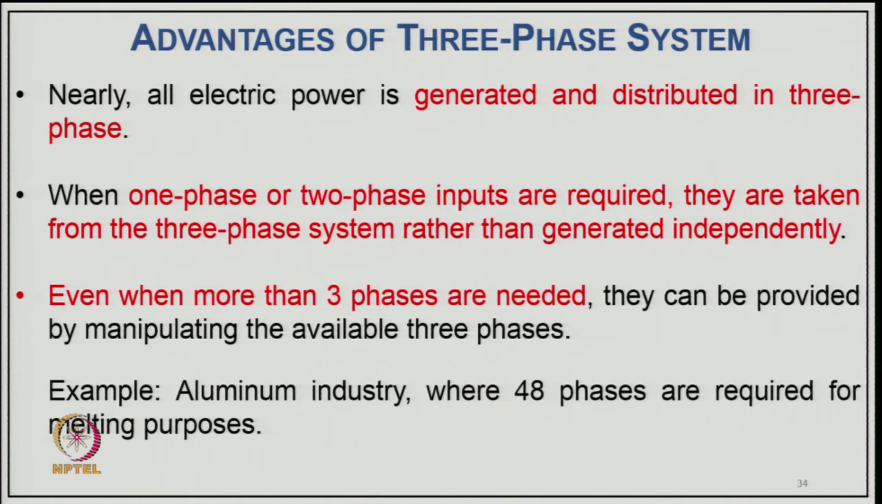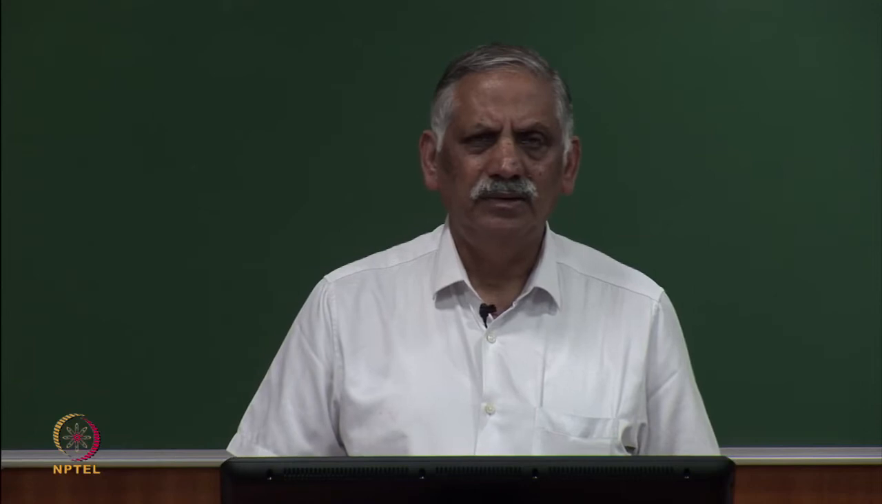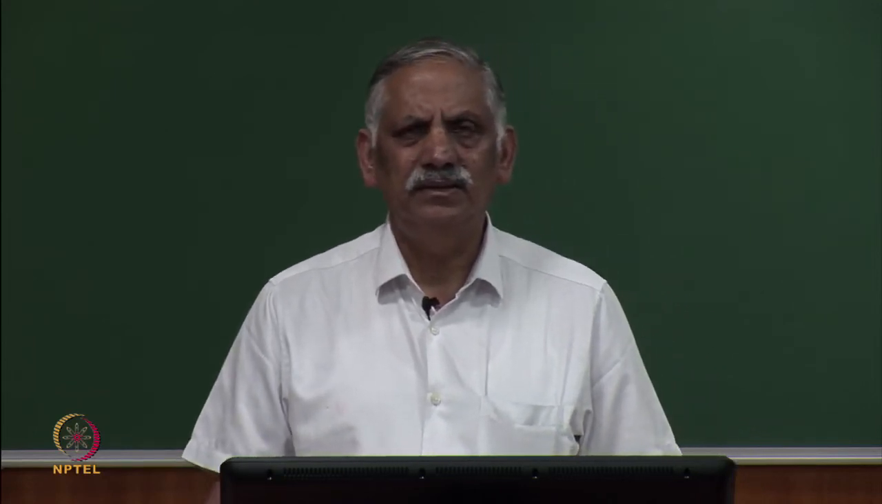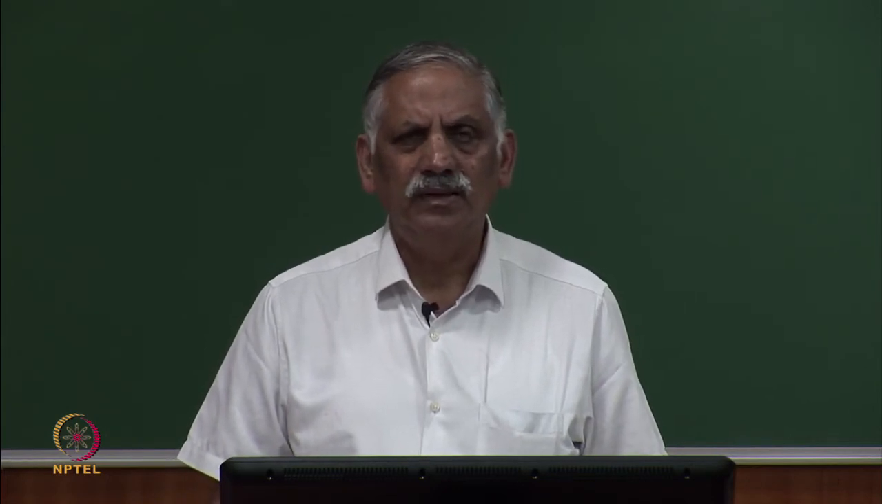Even when more than 3 phases are needed, they can be provided by manipulating the available 3 phases with the help of a transformer. In many applications, for example the aluminum industry, 48 phases are required for melting purposes. So we convert the 3 phase supply into 48 phases simply with the help of a static device, the transformer. And in many other applications we convert not only to 48 phases, sometimes to 5 phase, sometimes 6 phase, sometimes 9 phase. So with the transformer you can convert the 3 phase supply system to any number of phases, typically more than 3.